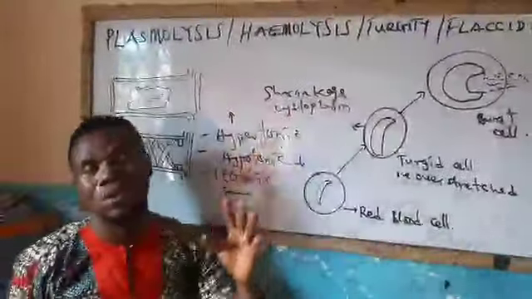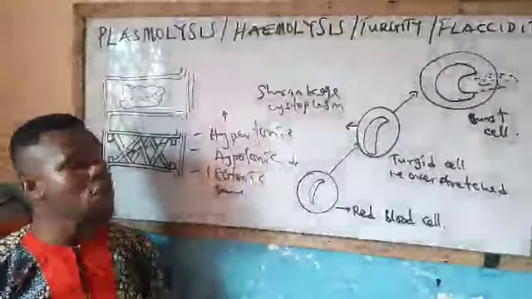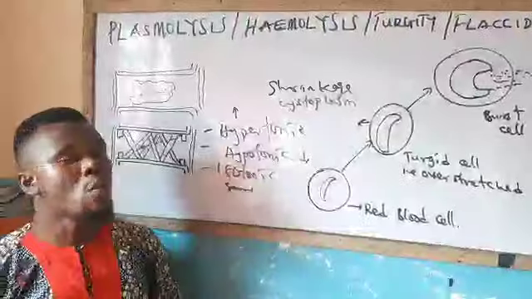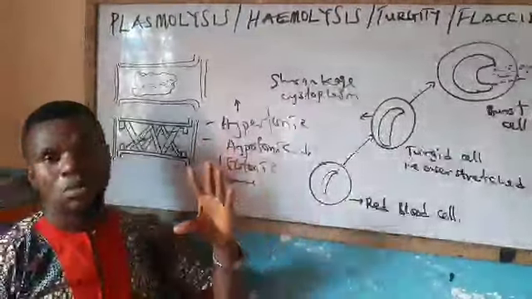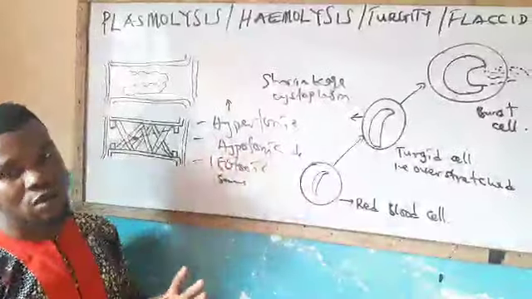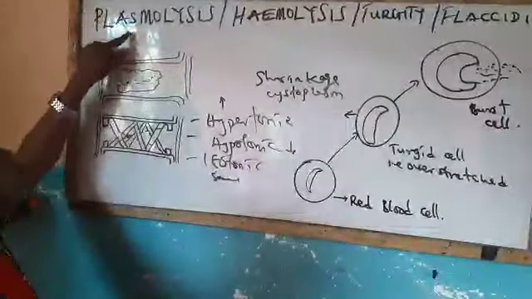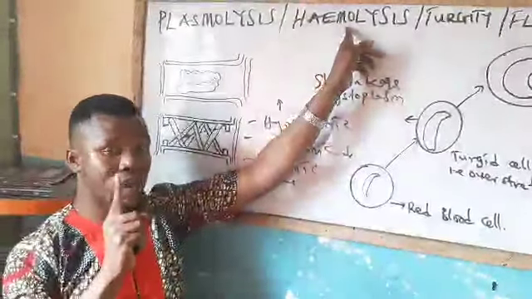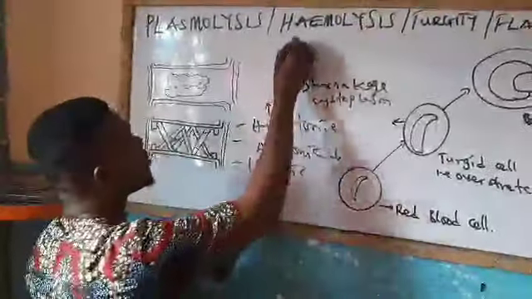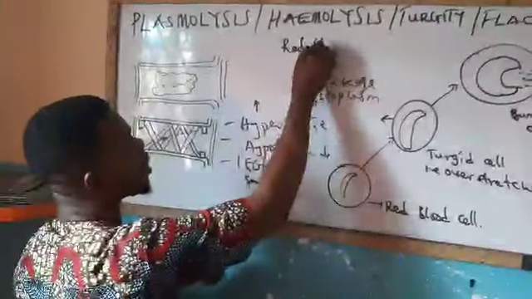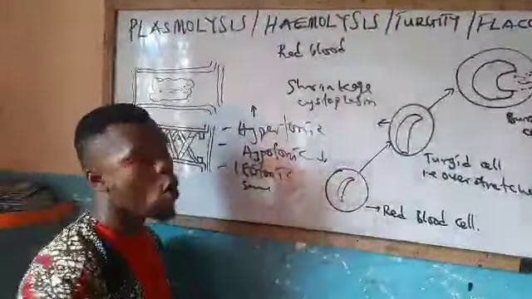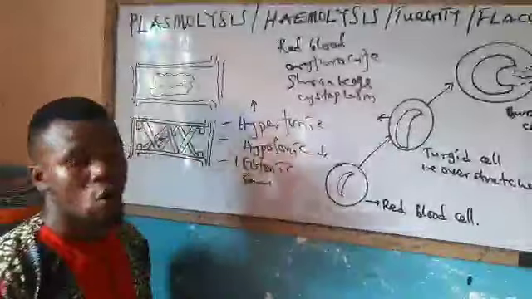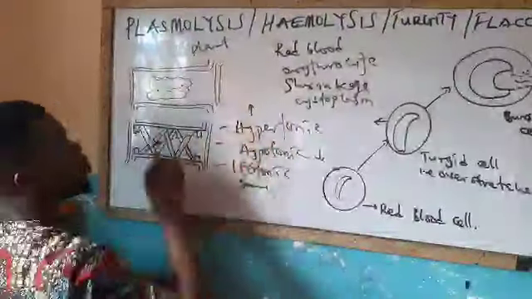Now another case is known as hemolysis. I will use this diagram to explain both hemolysis and turgidity. Hemolysis is like a reverse case of plasmolysis, but it's totally different, in the sense that plasmolysis majorly occurs in plants, but hemolysis majorly occurs in animals. In animals, the major part where it occurs is the red blood cell, the red blood corpuscle or the erythrocyte. That is where hemolysis occurs.